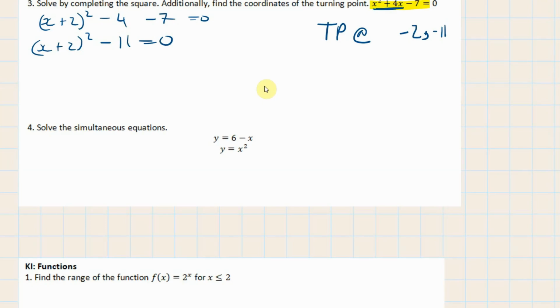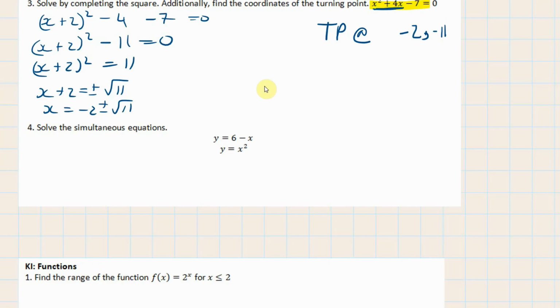Okay, now, what are we trying to do? Oh, we are trying to solve by completing the square. Okay, so my next move would be to move that 11 across to the other side. Then I'm going to take the square root of both sides. So I'll get plus or minus the square root of 11. And then so x is equal to negative 2 plus or minus the square root of 11. And those are our two solutions. There we go. That's fairly easy.